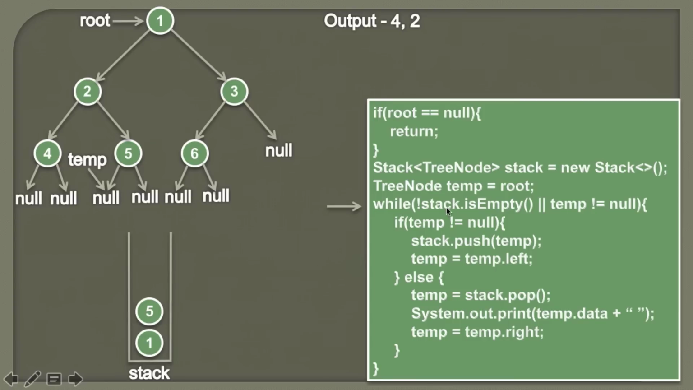In the while block we will check whether stack is empty or not. So stack is not empty, but temp is pointing to null. So the overall condition comes out to be true. So the while block executes. In the if block we'll check whether temp is equal to null or not. So temp is equal to null. Therefore the condition in if block comes out to be false, and the else block will be executed.